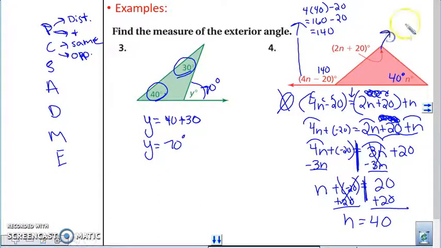Let's check our work here. 2 times 40 plus 20. 2 times 40 is 80. 80 plus 20 is 100. Awesome. So 100 degrees, clarification, 140 degrees. See? Clarify. There we go.